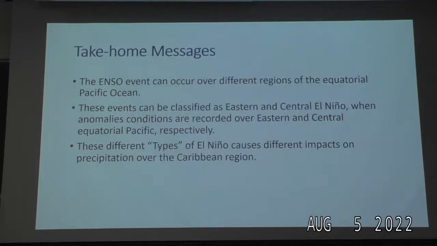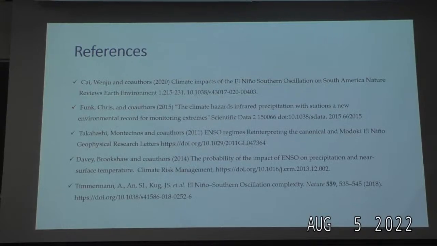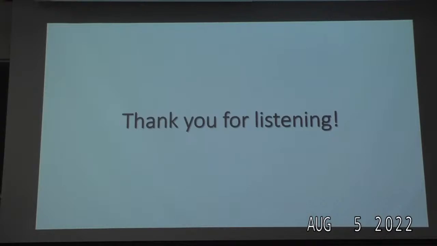In general, the ENSO events can occur over different regions, as I said before. These events can be classified as two types of El Nino, the Eastern and the Central El Nino. When these anomalous conditions are recorded over the eastern and the central Pacific, these different types of El Nino can cause different impacts on the precipitation in the Caribbean, which, as I said before, depends on the season. So that's everything. If you have any questions.